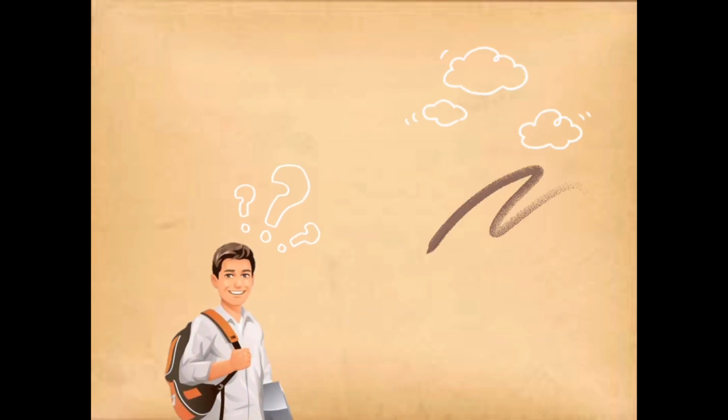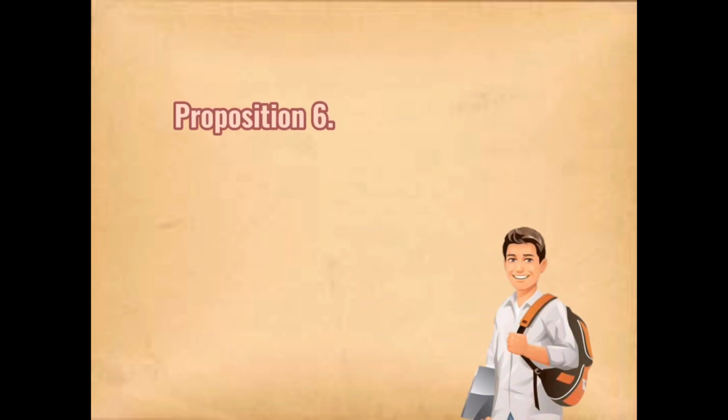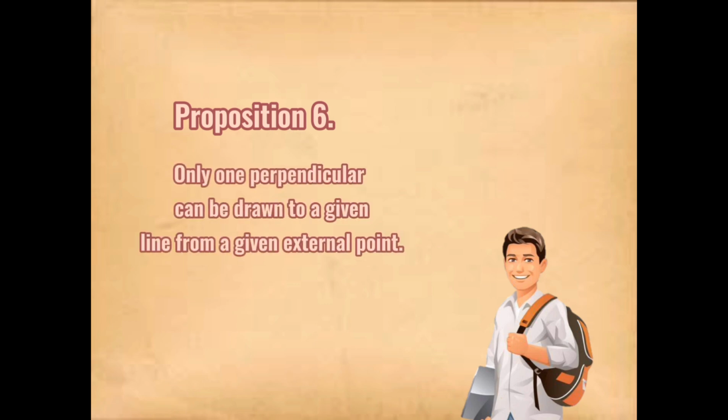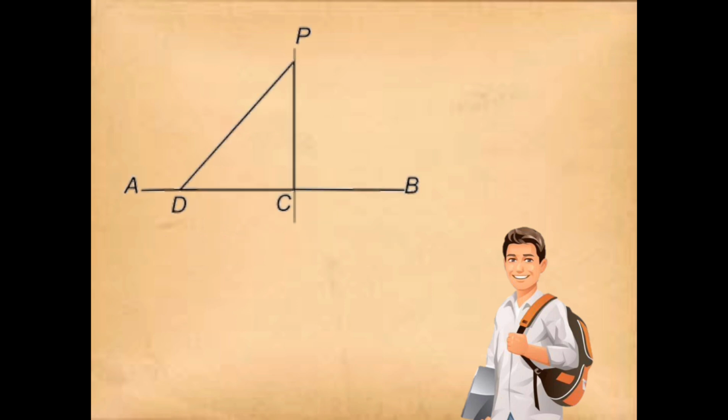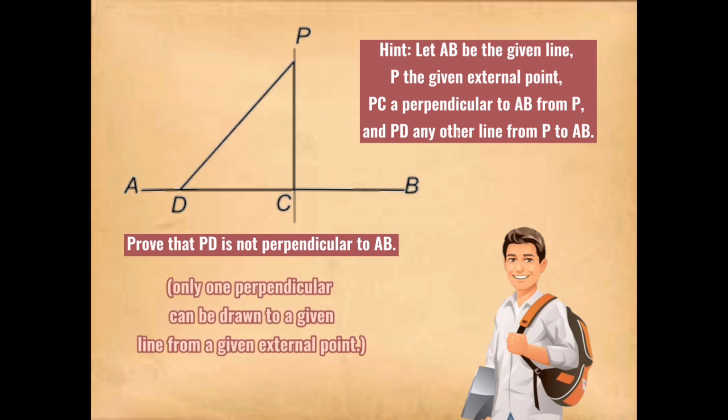To understand this, let's take a sample from one of his propositions, proposition 6 and 16. Now we have to prove proposition 6. It states that only one perpendicular can be drawn to a given line from a given external point. Let's take this figure as an example. Hint: let AB be the given line, P the given external point, PC a perpendicular to AB from P, and PD be any other line from P to AB. Now the problem is, we need to prove that PD is not perpendicular to AB, so that only one perpendicular can be drawn to a given line from a given external point.